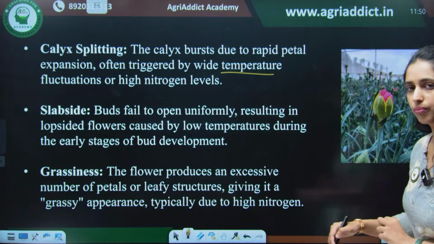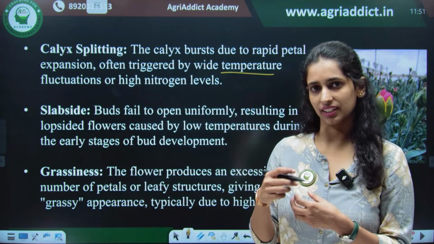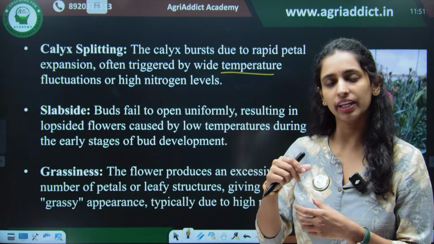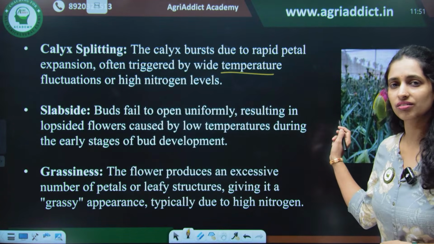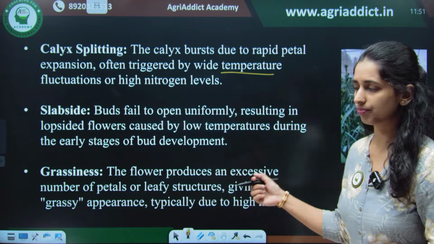So to control this, we can go for banding. We can band the buds, just like we tie with a rubber band, we can tie the bud. Mostly it is a genetically influenced character of some varieties.